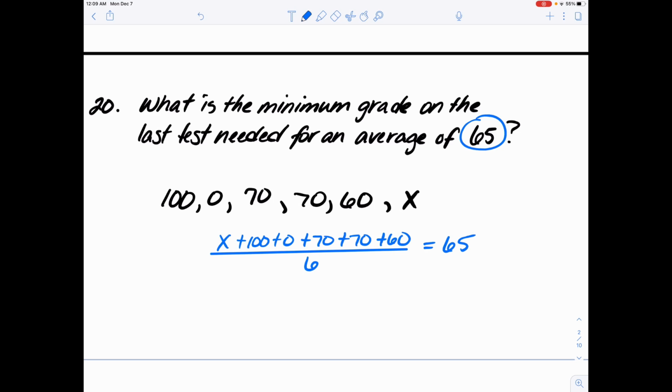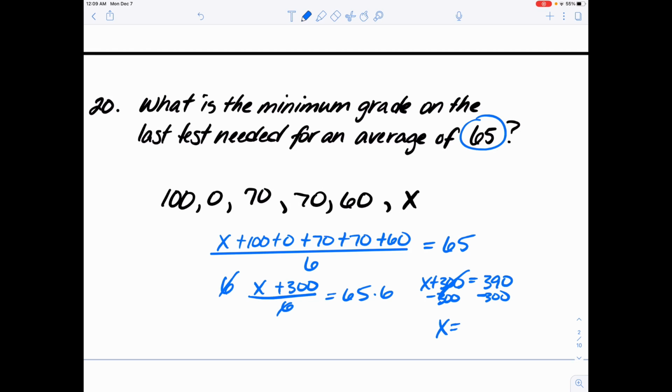So let's do some algebra here. 100 plus 0 plus 70 plus 70 plus 60 is 300, divided by 6 will give me 65. I need to cancel that divided by 6 by multiplying both sides by 6, giving me x plus 300 is equal to 65 times 6, which is 390. We'll subtract that 300 from both sides. Just to get a passing average of 65, I need to make a 390 minus 300. I need to make a 90 on my very last test. So I had better study hard to make an A on that last test.